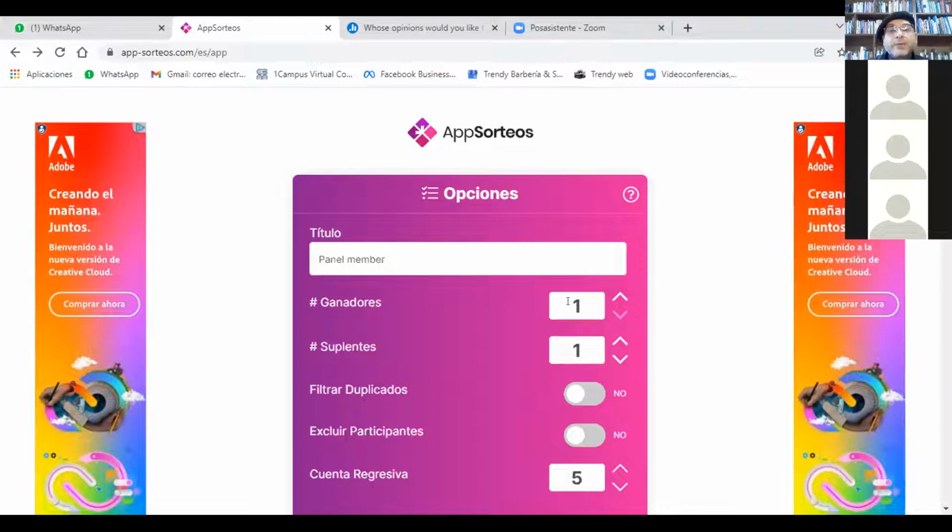El ganador va a ser 1, pero vamos a poner 3 suplentes por cualquier cosa de que el ganador número 1 diga, pues honestamente no hice mi tarea y no vengo listo. Entonces nos vamos con el que sigue. Pero tendrá que mencionarlo en voz alta de que no hizo el trabajo.